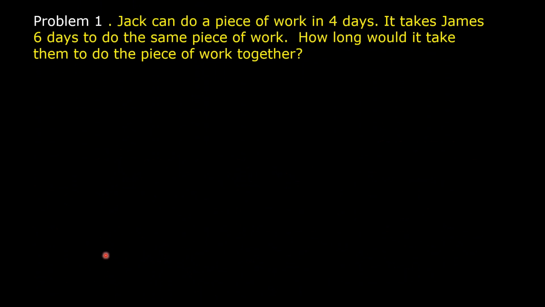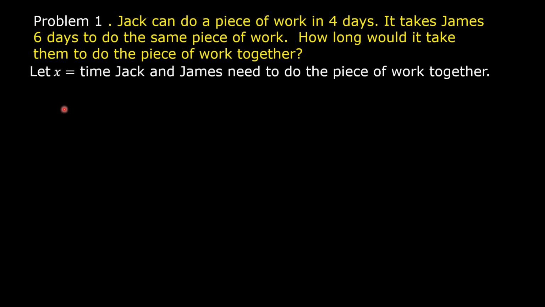Problem number 1. Jack can do a piece of work in 4 days. It takes James 6 days to do the same piece of work. How long would it take them to do the piece of work together? Let us represent by X the time Jack and James need to do the piece of work together. So let X is equal to the time Jack and James need to do the piece of work together.